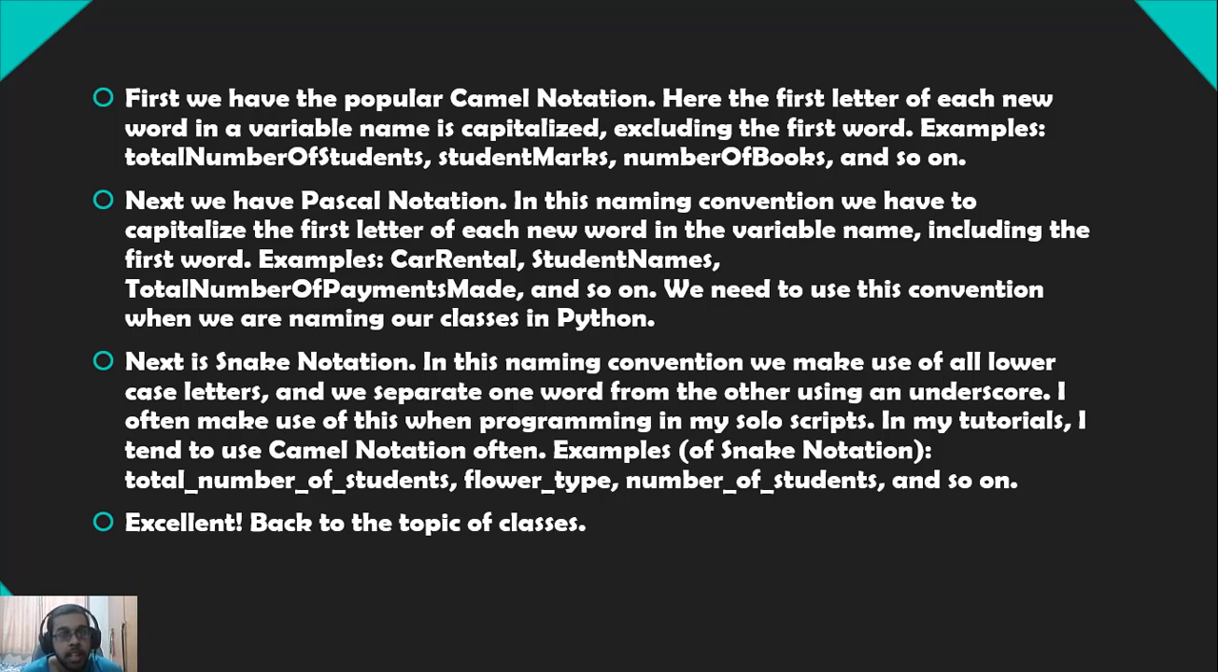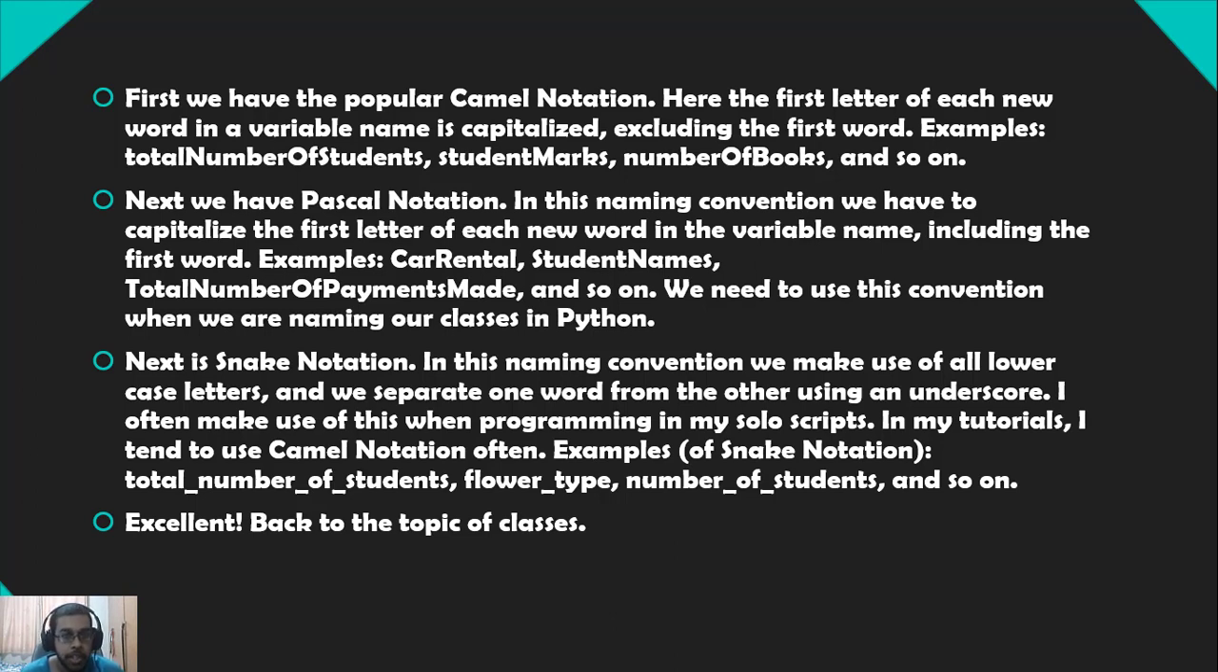Next, we have Pascal notation. In this naming convention, we have to capitalize the first letter of each new word in the variable name, including the first word. Examples: car rental, student names, total number of payments made, and so on. We need to use this convention when we are naming our classes in Python.